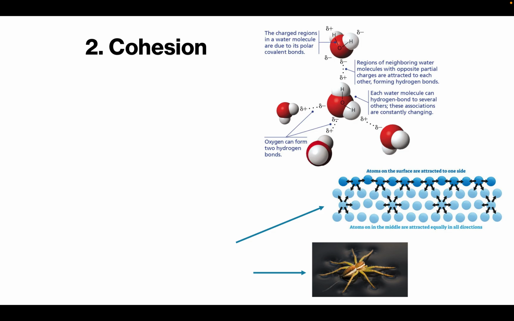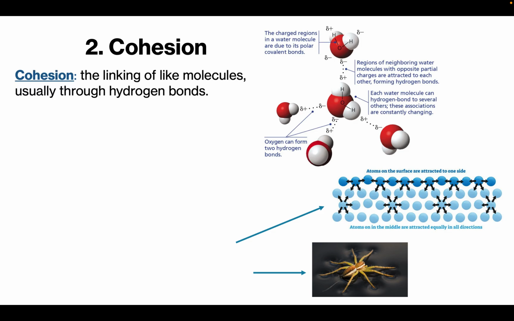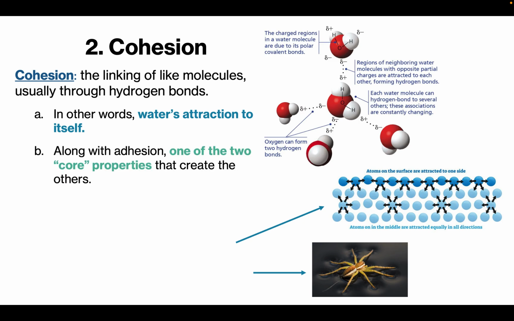So what other properties are subsequent to that polarity? Let's start with one of the two main ones, cohesion. Cohesion, technically, is just the linking of similar molecules, usually through hydrogen bonds. For us, really, cohesion is water's attraction to itself. And like I mentioned, along with adhesion, which is the next one, this is one of the two core properties that actually create the other ones that we will analyze. If that doesn't make 100% sense to you, it will as we go on and discuss them. But before we go there, let's look at the diagram at the top here.